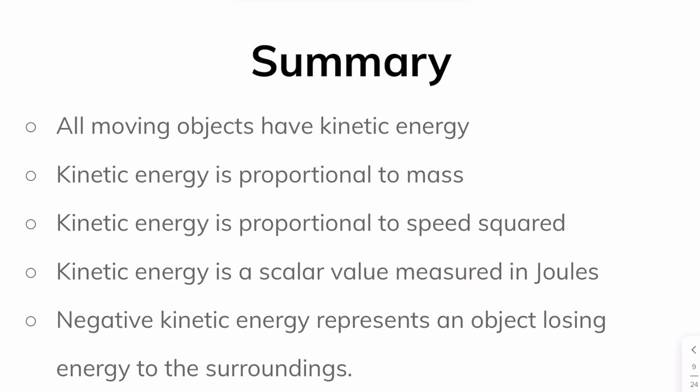In summary, all moving objects have kinetic energy. Kinetic energy is proportional to mass, and it's proportional to the speed squared. It's a scalar value, and is measured in joules. And then a very key idea in this video is that negative kinetic energy represents an object losing energy.